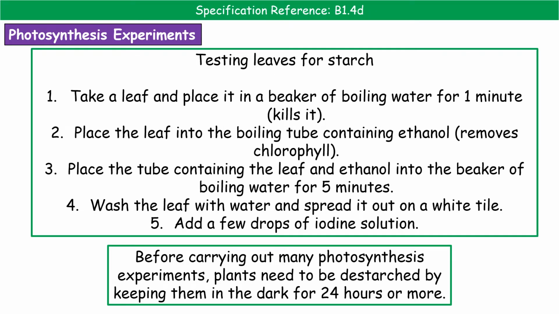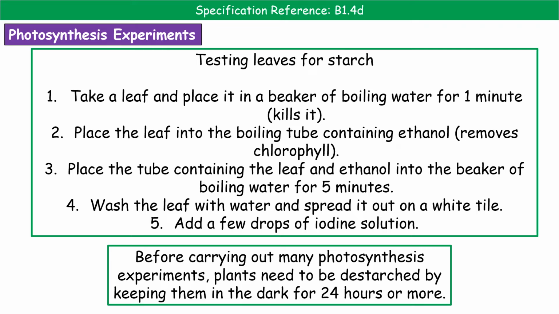What we then come on to are a range of different experiments that we can carry out to investigate photosynthesis. And the first part here is looking at how we actually carry out a test for starch. Now, we touched on that in one of our previous boosters where we were looking at the food tests. So to test for starch, we use iodine, and it goes from orange-brown to a blue-black colour.